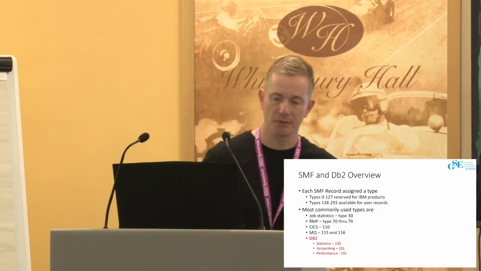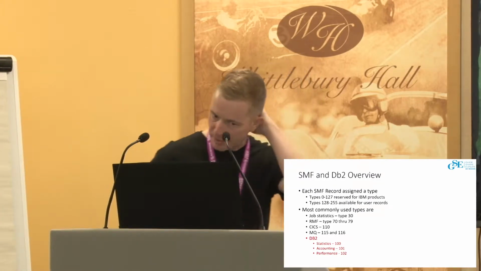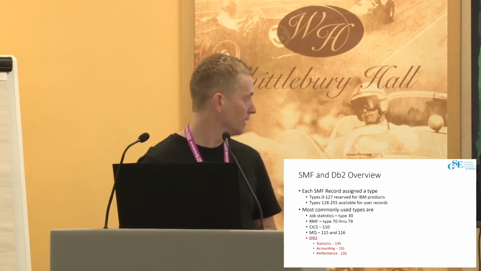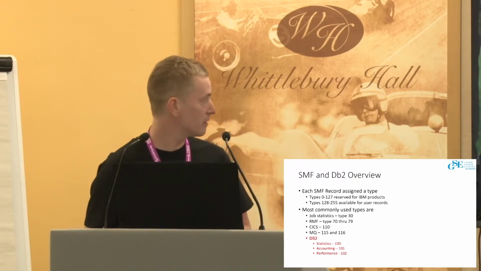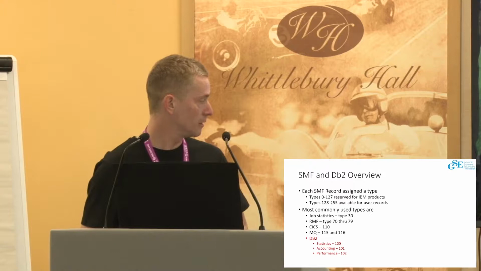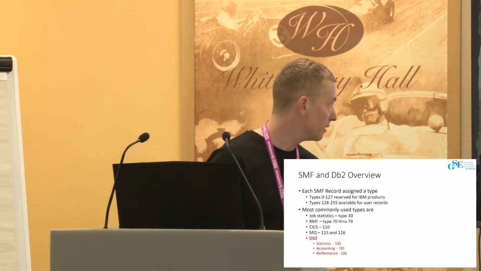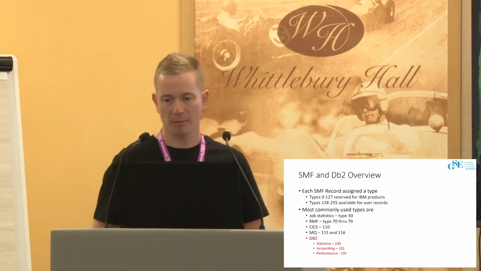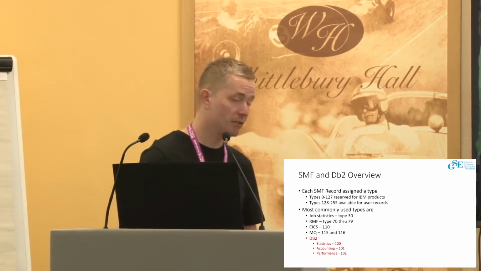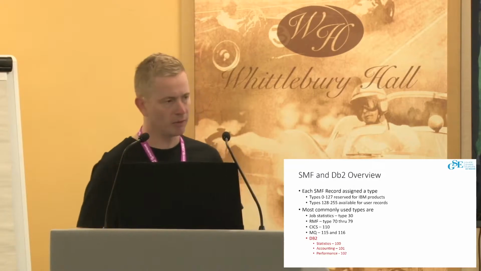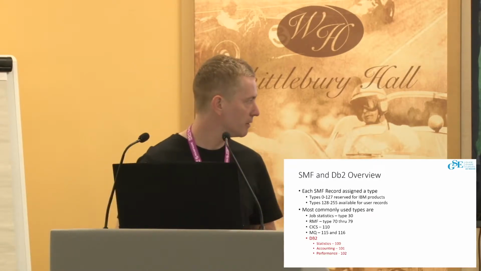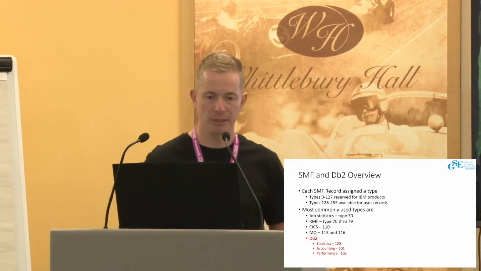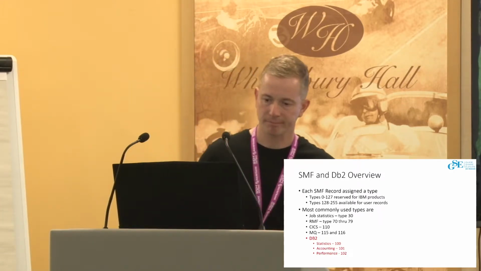These examples are the DB2 SMF records, which are of type 100, 101, 102. 100s are primarily statistics, 101s are accounting, and 102s are usually performance. A lot of the SMF types have got subtypes. I know RMF has quite a lot of subtypes, which I'm not going to go into as part of this presentation.